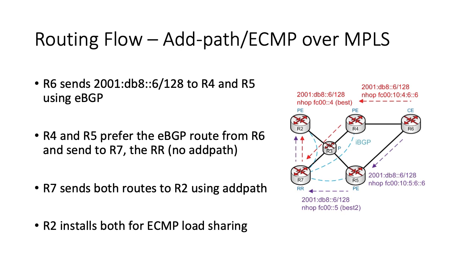Once R7 has both paths, it must send them to R2, the ingress PE. Notice we are targeting R2 now, not R3, because R3 is a BGP-free core router. In MPLS designs, the ingress PE needs visibility of the additional paths, not the core routers. R2 will then install both paths using iBGP multipath, which we've seen many times.